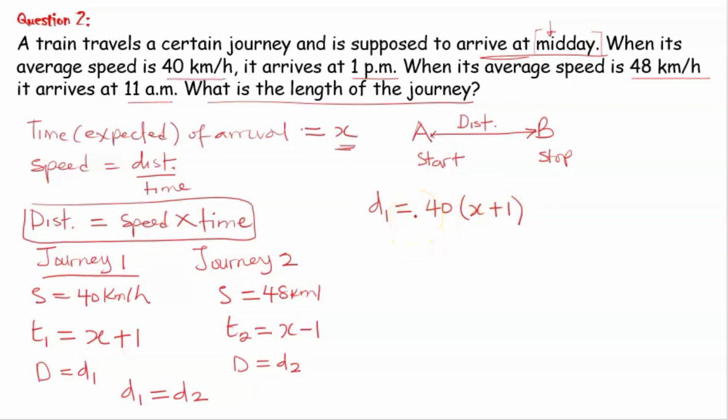All right, so let's quickly do the distance for the second one also. To do D2, we're also going to have D2 equal to, in this case, the speed, which is 48, and the time here is X minus 1, since it is able to gain time, so we subtract that. All right, so I believe we understand the formula we are using. This is our speed and this is our time.